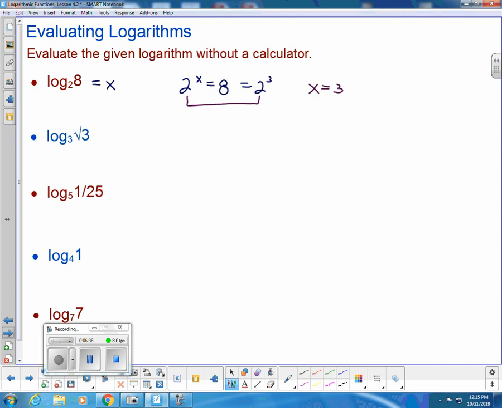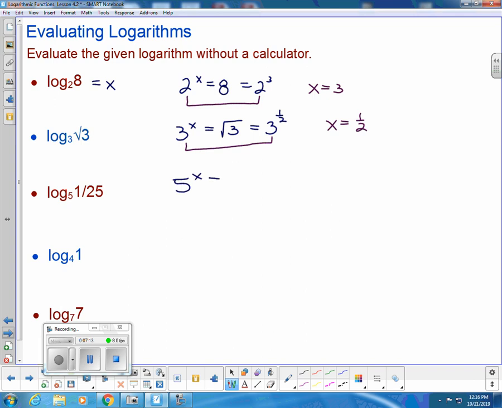Okay. So we're trying to get the bases to be the same. So in this next example, 3 to what power gives me the square root of 3? So how do I write the square root of 3 as a power of 3? 3 to the 1/2. So x equals 1/2. As soon as the bases are the same, we can set the exponents equal. Easy enough? Okay.